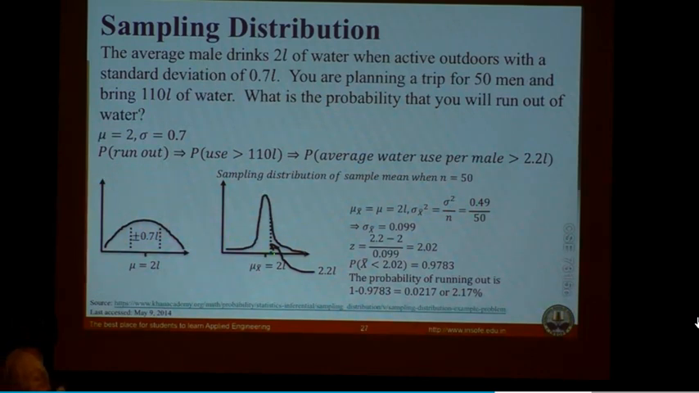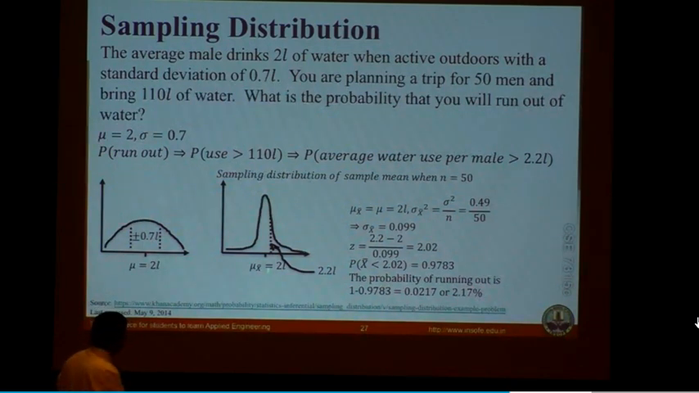The z-score I get is 2.02. And pnorm will give me 97.83. So, 1 minus pnorm, 2.17%. So, there is a 2.17% probability that you will still run out of water, even if you are carrying 110 liters.